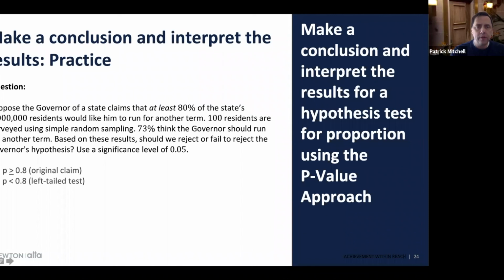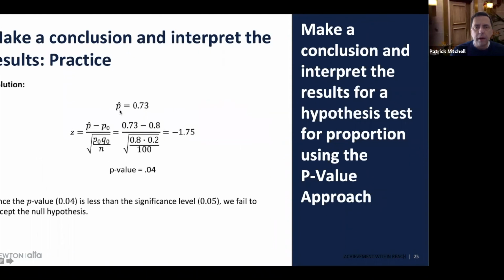So again, I wrote the hypotheses. This one's very similar to the last one. The claim is at least 80% want to see him run again, so that at least makes that the null hypothesis. It includes equality. The opposite would be p is less than 0.8. All right, p hat is 0.73. They were kind enough to give it to us as a percentage.